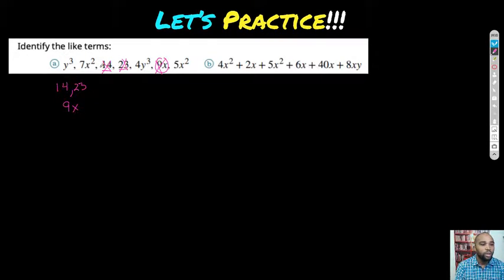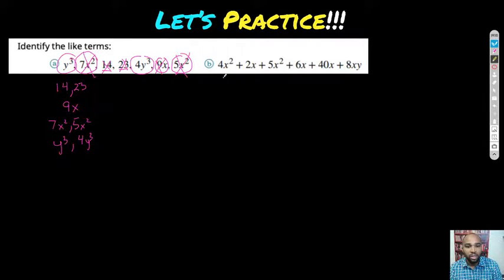Do I have an x squared? I do have an x squared here and an x squared here. So those 2 are like terms. So that can be 7x squared and 5x squared. And do we have any other y to the third? So we have 1 here and the last one here. So these are also like terms. y to the third and 4y to the third. Hopefully that's helping you get the idea that the variable is what we're looking at to understand like terms.